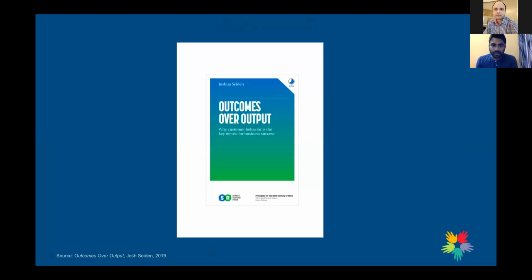I've taken this from the book Outcomes Over Output by Josh Seiden, so the entire credit goes to him. I read this book in early 2020, and it was published in December 2019, if I'm not wrong. I got inspired by it and implemented it in one of my assignments, and I got a good amount of results. So I thought of sharing my experience with the community. That's how this webinar is planned.